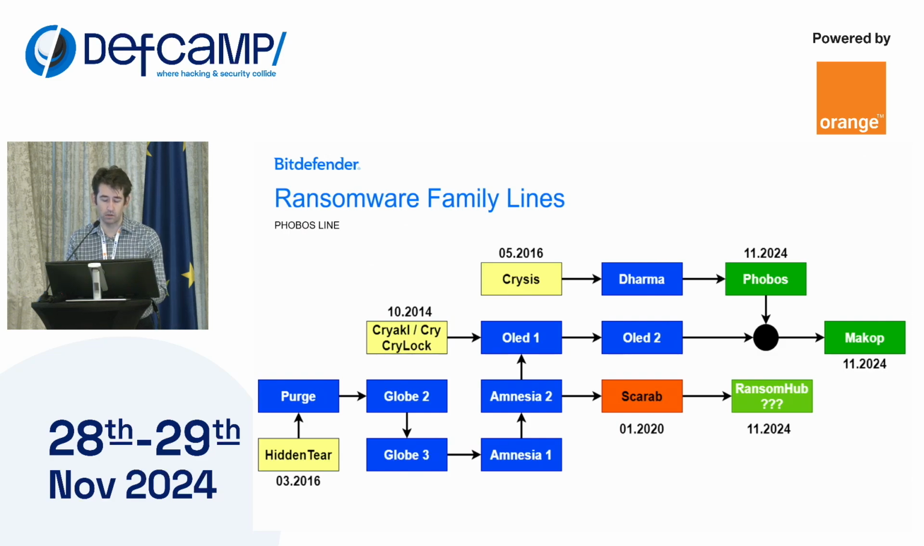Okay, this is a different genealogy, the third one, for Makop or Phobos. So these ransomwares share a lot of similarities with Kriak and Crisis, their roots, which started 8 years ago or 10 years ago, something like that, and they're still present. They don't appear as Crisis because the code is a bit different, but the techniques and the logic behind these binaries are pretty much the same.